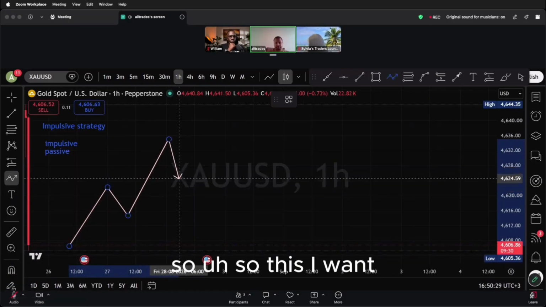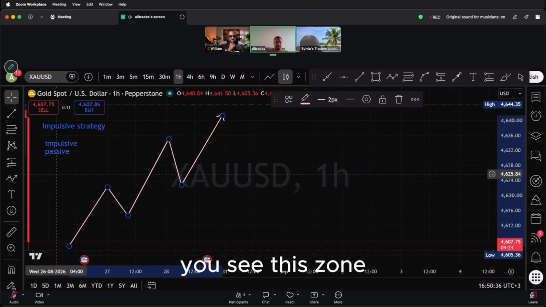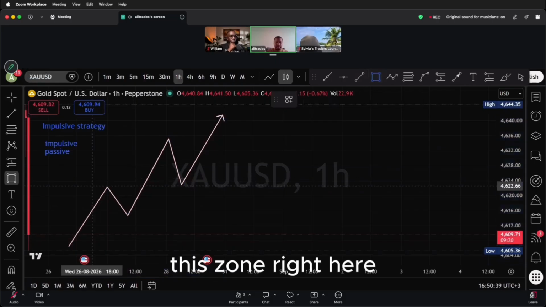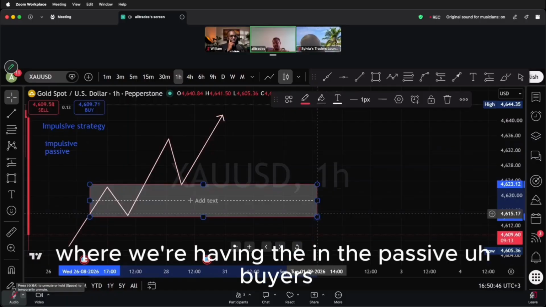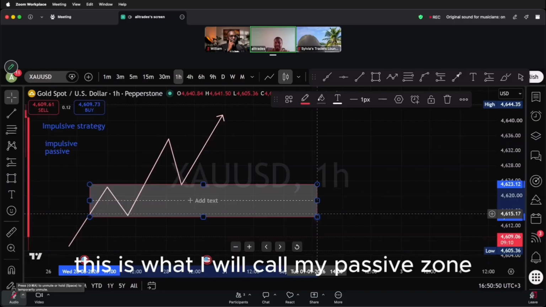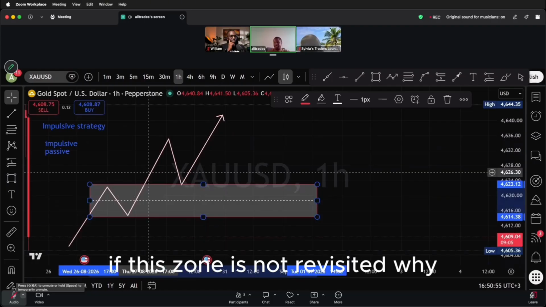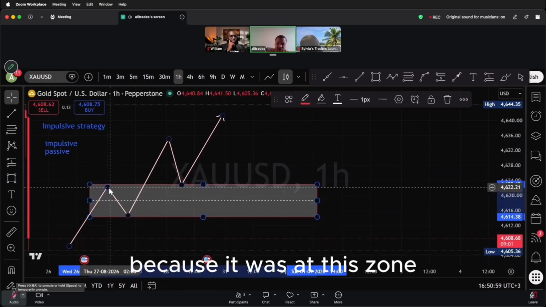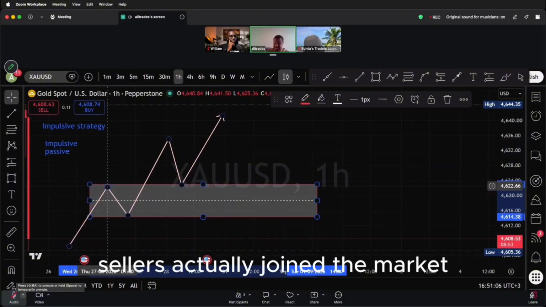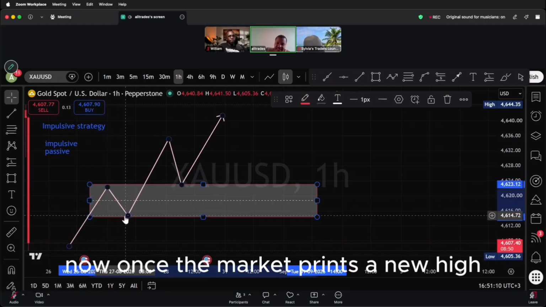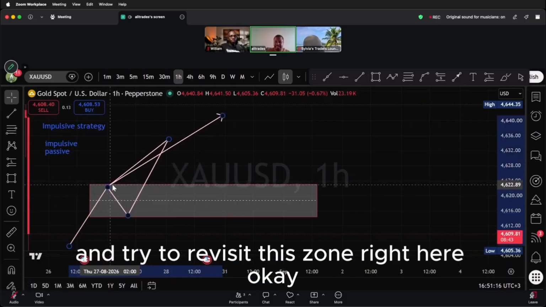I want to show you guys something very important, and we're also going to look at it in the markets. You see this zone right here, where we're having the passive buyers and passive sellers. This is what I will call my passive zone. I'm not taking any trade if this zone is not revisited. Why? Because it was at this zone where we had this small pullback. It was at this zone where the passive sellers actually joined the market. Now, once the market prints a new high, it will have to come and try to revisit this zone right here.